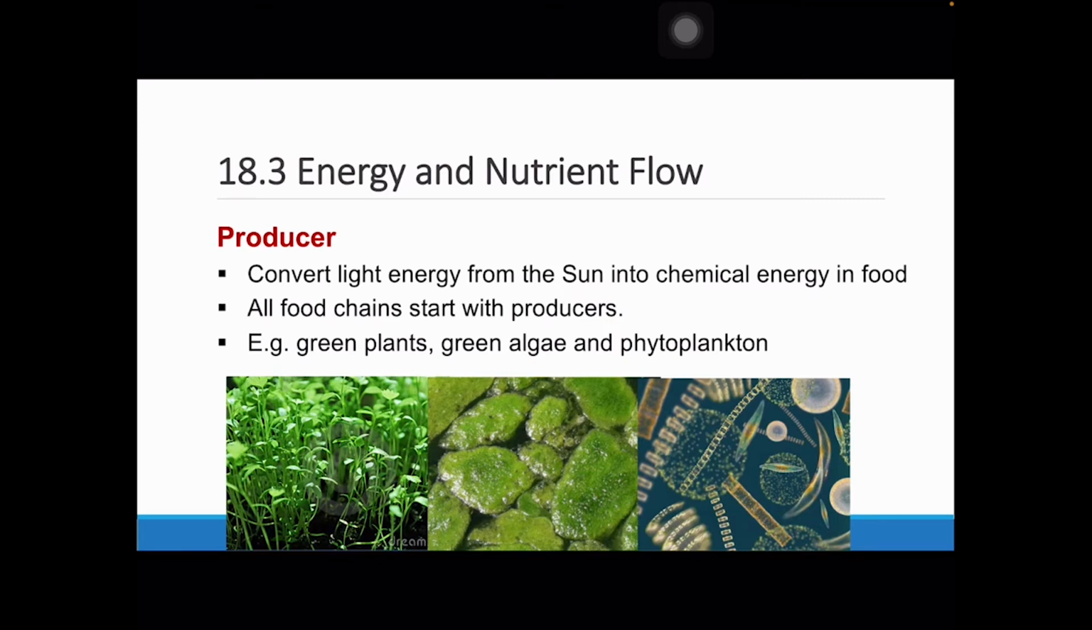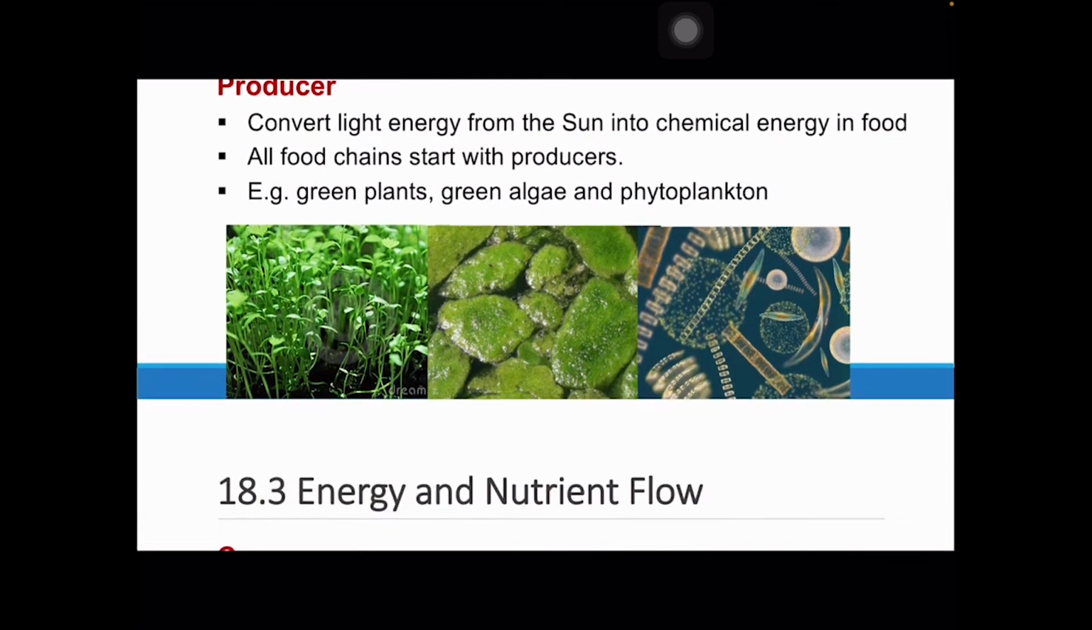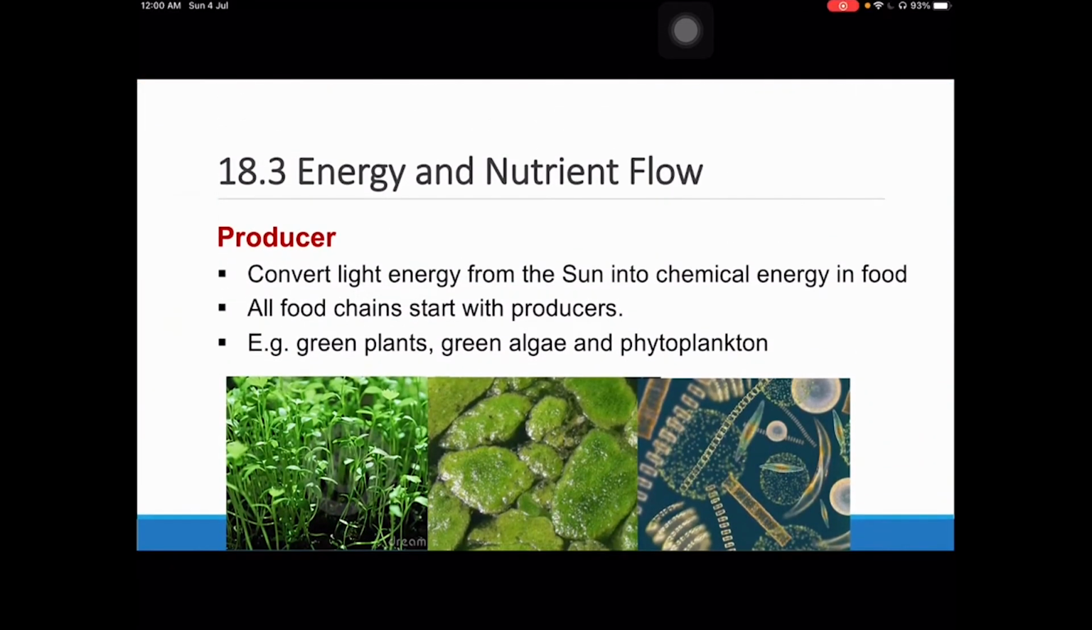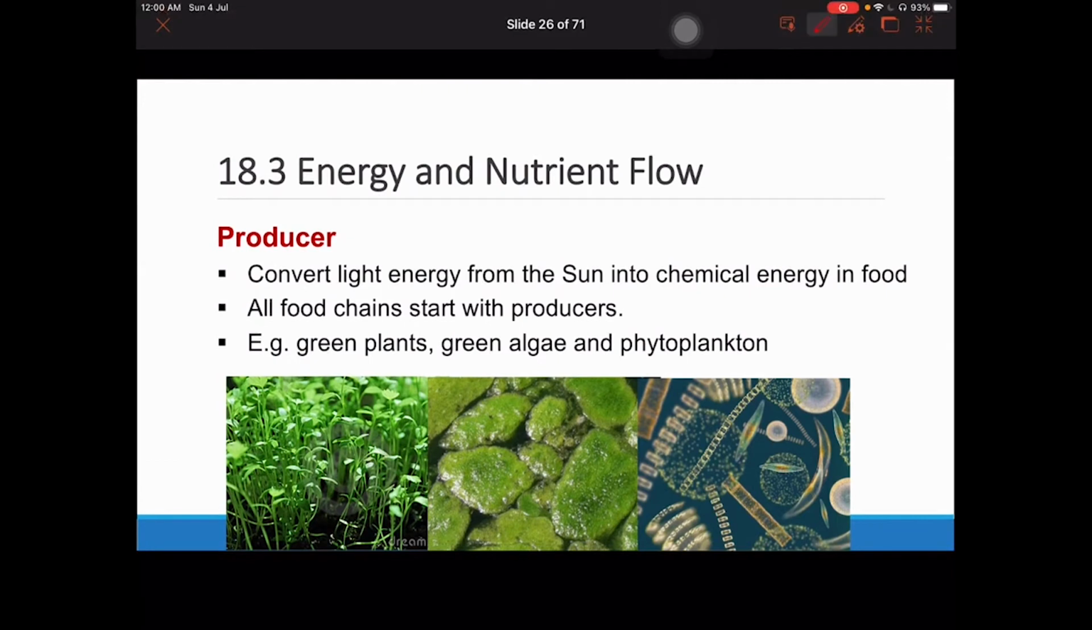All food chains have to start with a producer, and that's how it works, right? So some examples will be your green plants, that's definite, and then there's green algae, and there are even smaller organisms within the water, which we call phytoplankton, right? Phytoplankton are actually not plants, they are what we call microorganisms. So let me just write this down. They are usually found within the water itself.